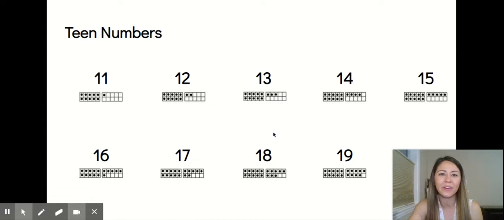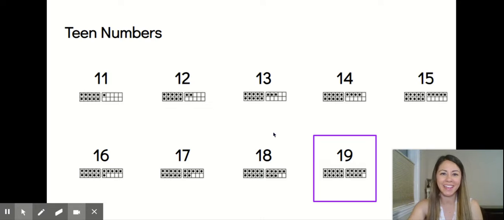Here are all of our teen numbers. Can you count them with me? There's 11, 12, 13, 14, 15, 16, 17, 18, and 19. All of these numbers have one full group of 10 and some extra ones.